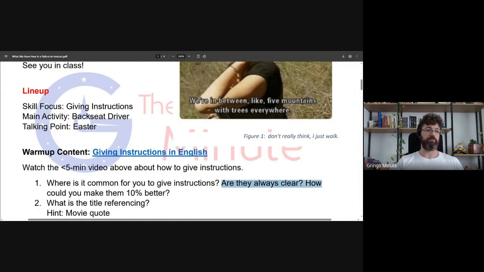Are they always clear? I'm an English teacher. I teach English. I give instructions here. And no, they're probably not always clear. I do my best, but I'm sure they could be better sometimes. And sorry, I took off my glasses to clean them. How could you make them 10% better? Maybe by simplifying the English. Sometimes I dose what I say for my more advanced students, and maybe I could simplify it a bit.